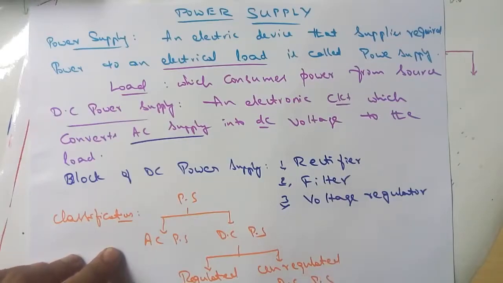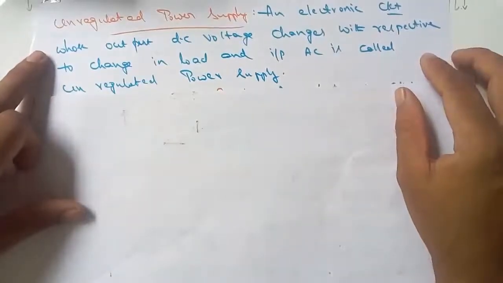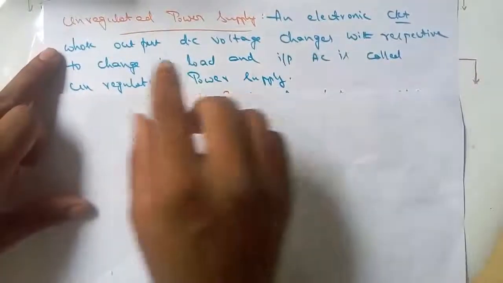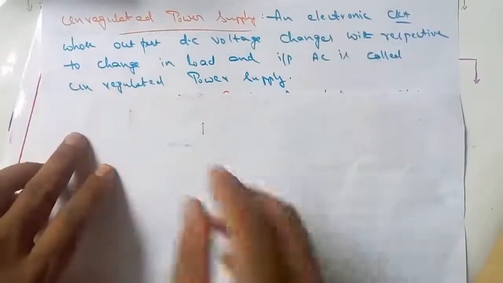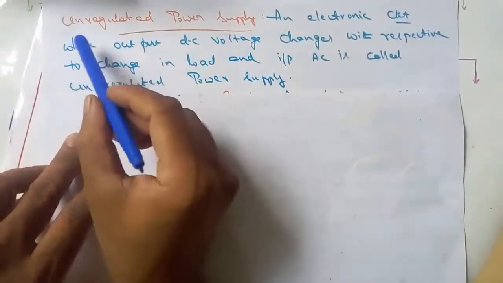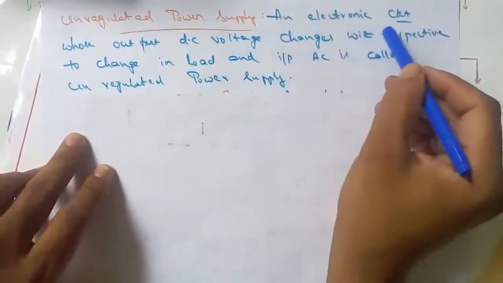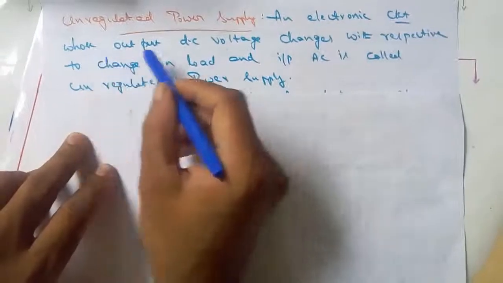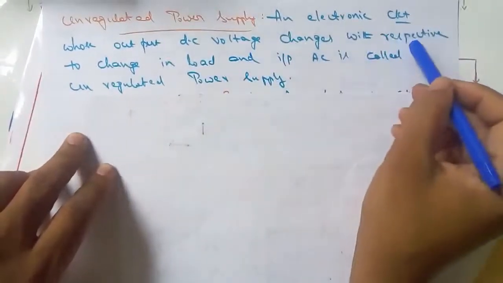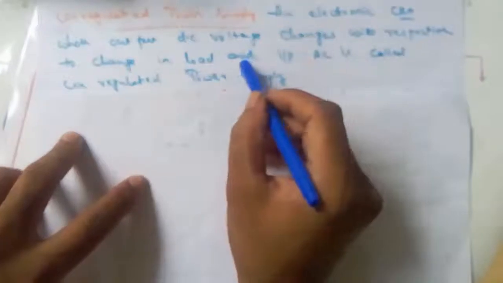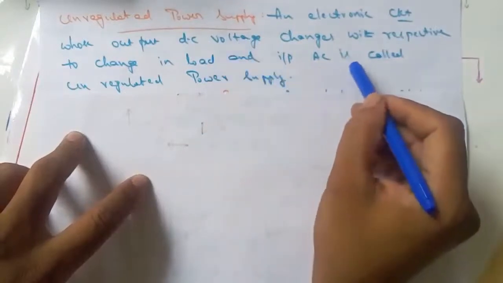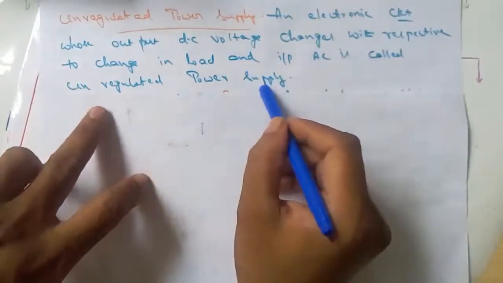Now that we have to discuss DC power supplies, that means regulated and unregulated power supplies, we will first discuss the unregulated power supply. Here is the definition. An unregulated power supply is an electronic circuit whose output DC voltage changes with respect to change in load. For example, when the load changes, the DC output changes. And input AC is called an unregulated power supply.